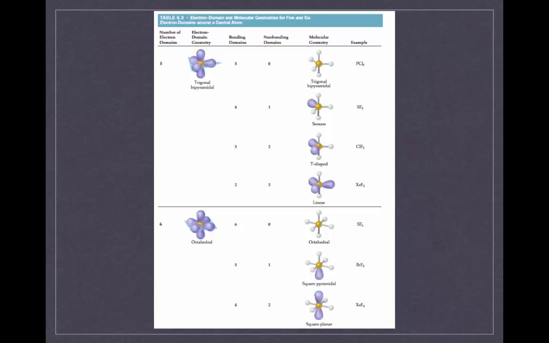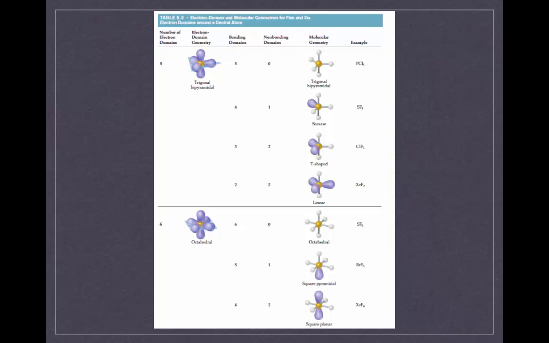If you have 3 atoms and 2 non-bonding pairs of electrons, then it's T-shape. If I only have 2 bonding domains, 2 atoms bound to my central atom, and 3 non-bonding, 3 lone pairs of electrons, then my shape is linear.